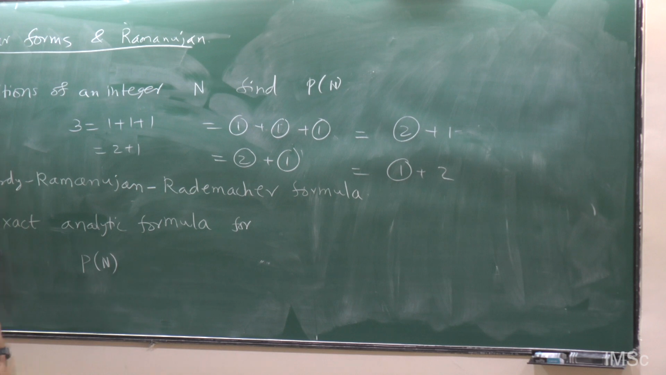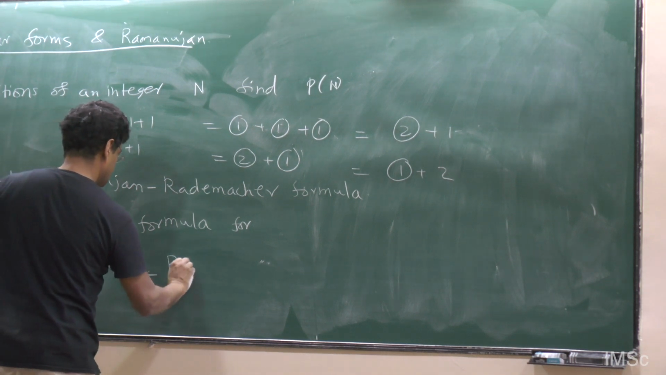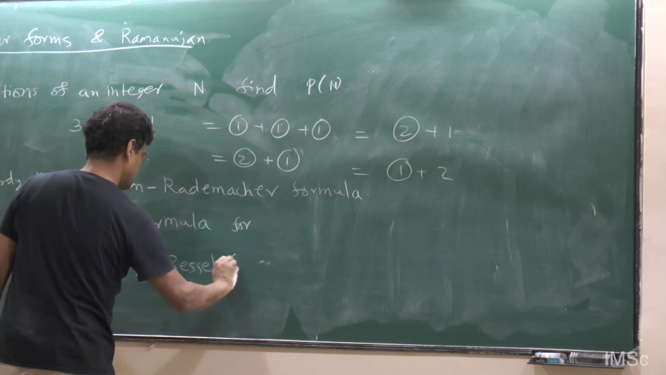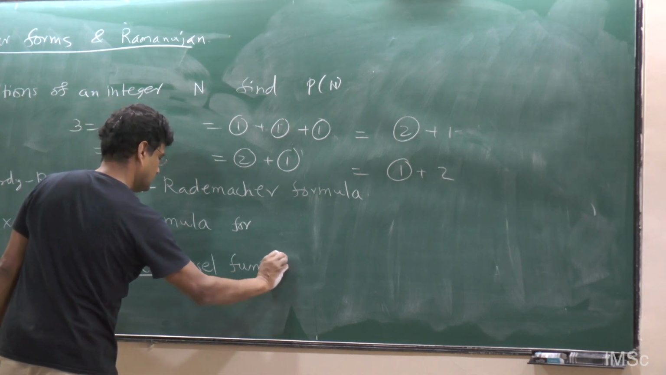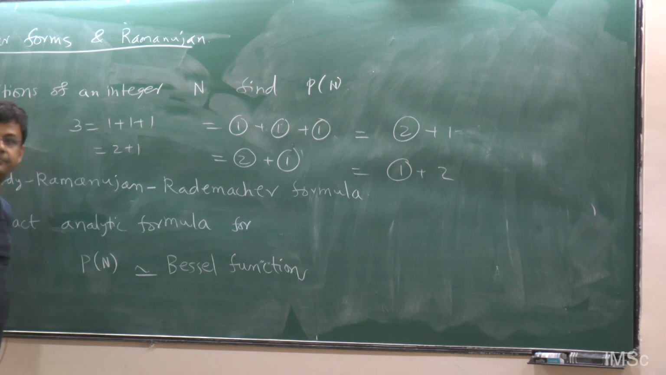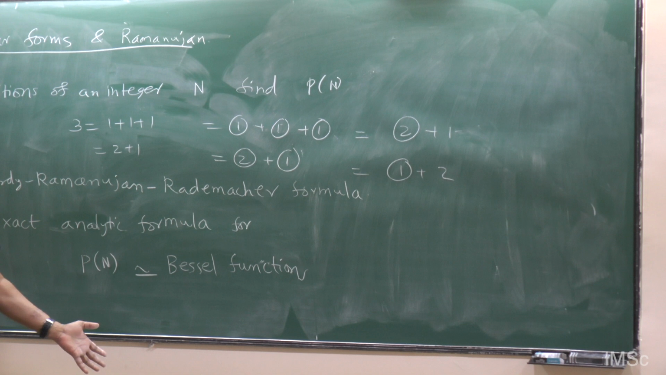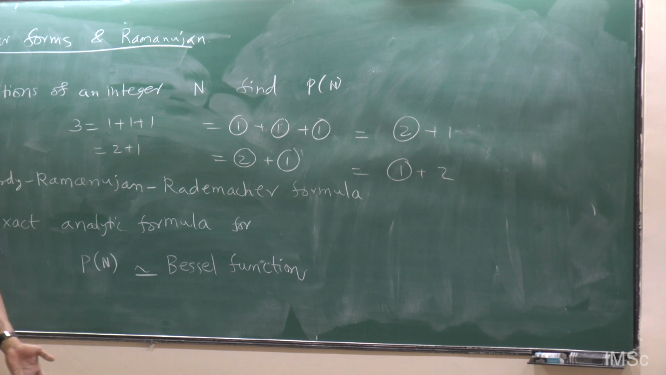For P of n, in terms of Bessel functions. And this is the kind of formula that we are after, right? This is called analytic number theory. This is sort of one of Ramanujan's things. Analytic number theory means on one side you have an integer, on the other side you have analysis, namely Bessel functions, which are continuous complex valued functions.